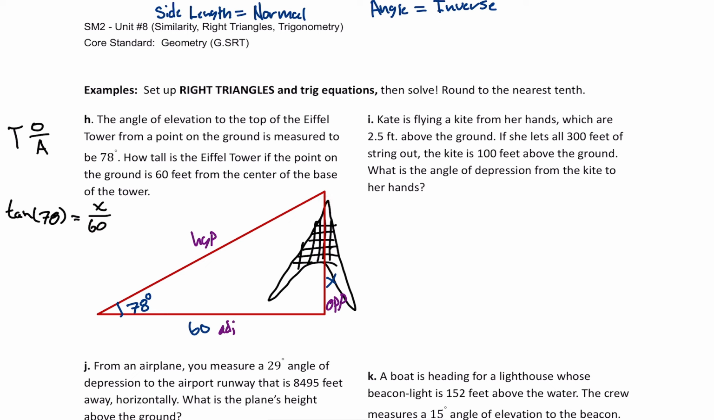So to solve this, we are going to cross multiply. When we cross multiply, we end up with 60 times tangent of 78 is equal to x. Now I can put 60 times tangent of 78 in my calculator, and I'll find what x is. So when I do that, rounded to one decimal place, I get 282.3 feet. That is how tall the Eiffel Tower is. Okay?